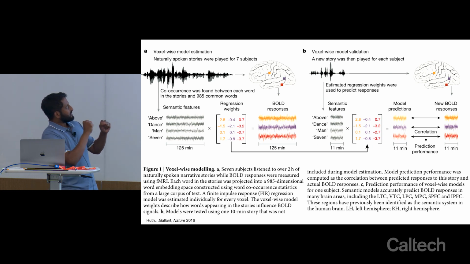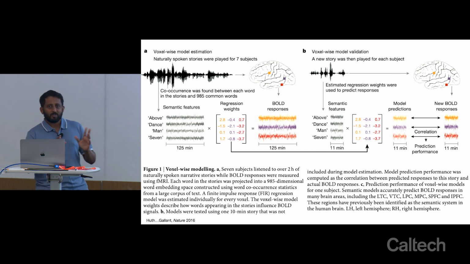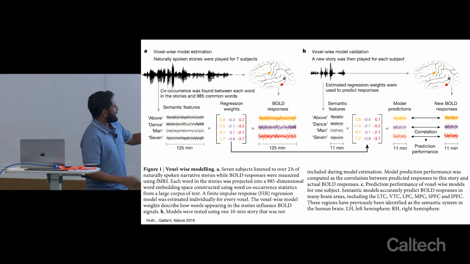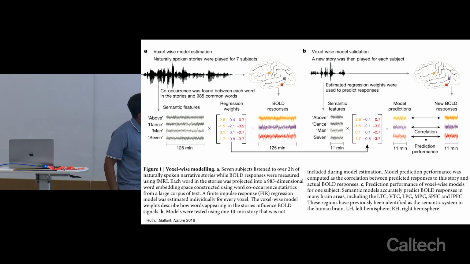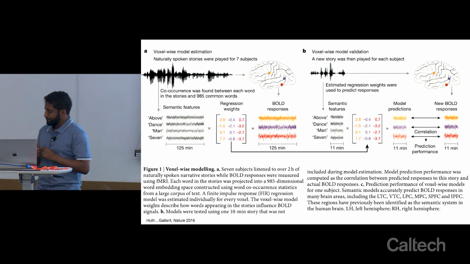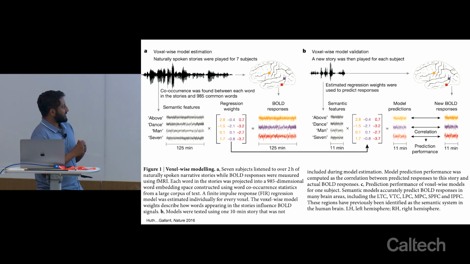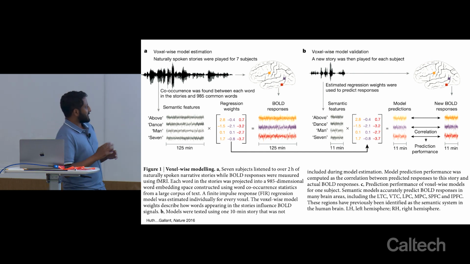And then we talked about word embeddings, a way of turning words into numbers. So they developed their own word embedding. Each word is projected to a 985-dimensional word embedding, so a little bit larger than what I was saying before. And they computed this themselves, I think using word co-occurrence statistics. I don't exactly know how they did it.